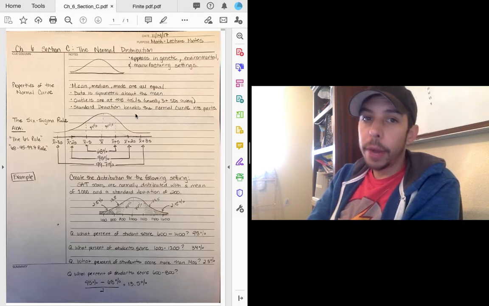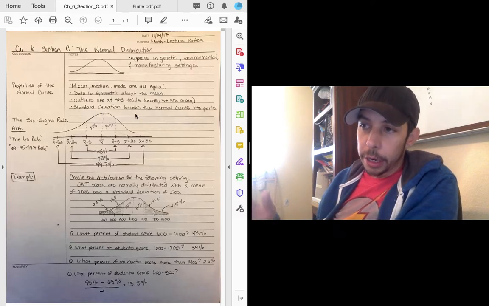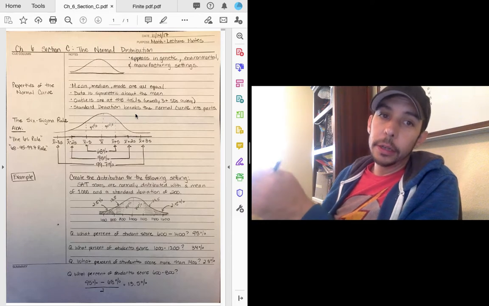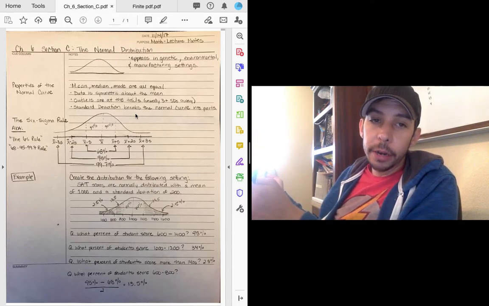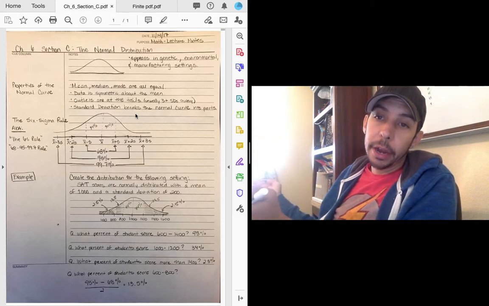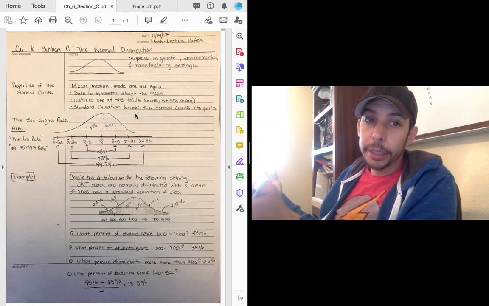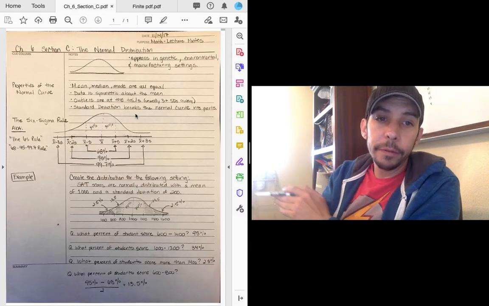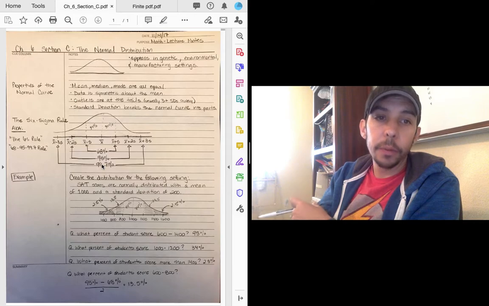What it does is it breaks the normal curve up into parts. One standard deviation plus or minus from the middle gives us 68% of the data. Two standard deviations from the center, plus or minus, gives us 95% of the data. And three standard deviations from the middle, plus or minus, gives us 99.7% of the data. So that is referred to as the Six Sigma rule here.